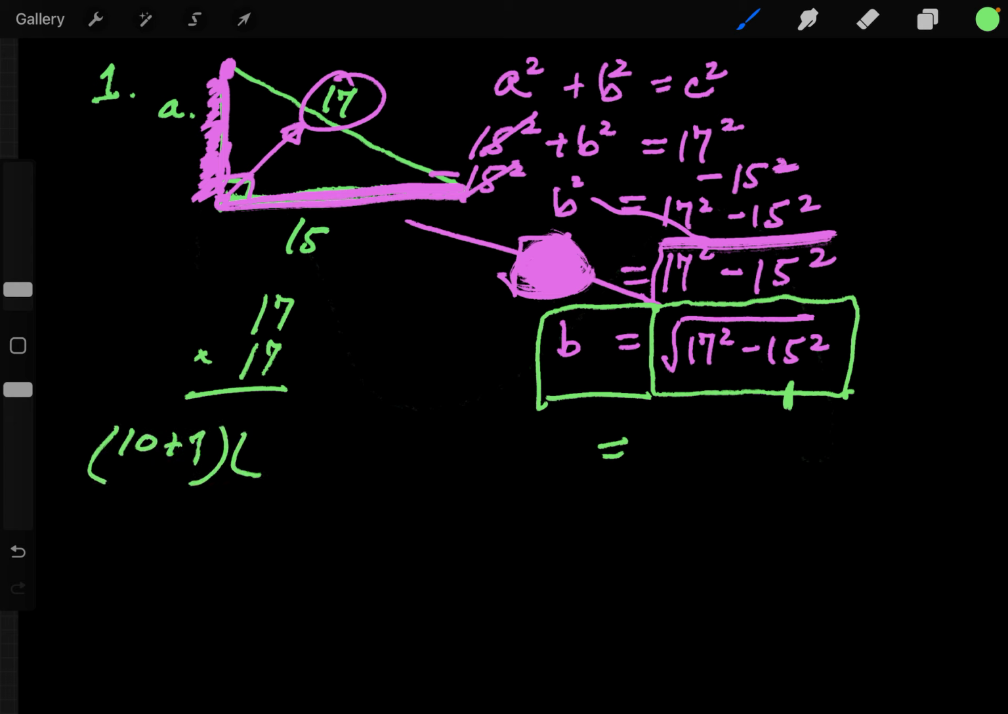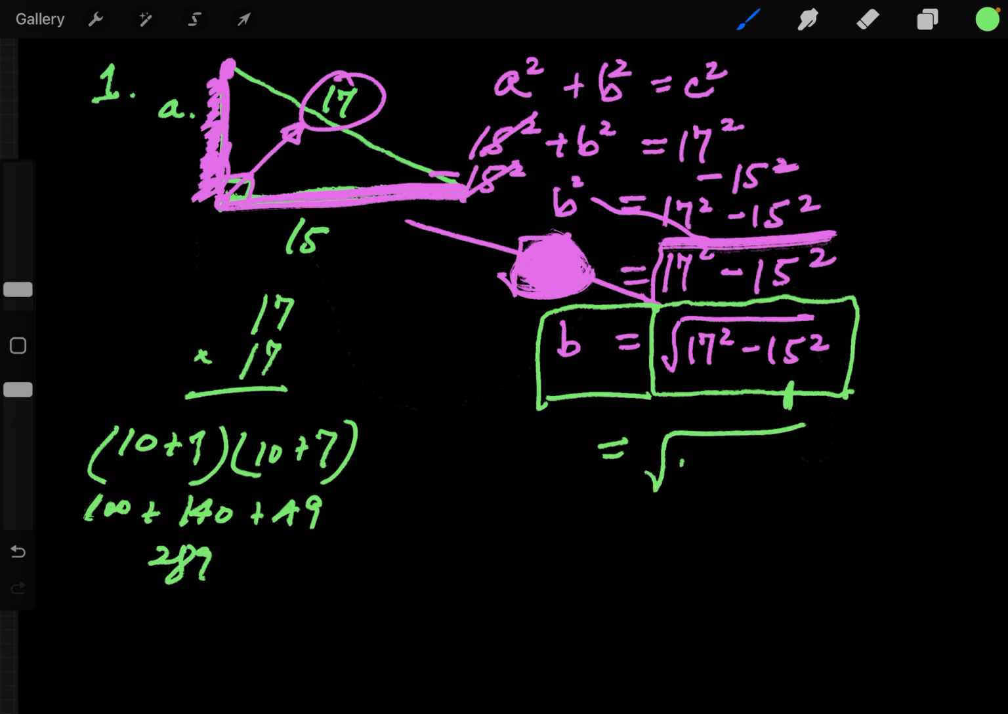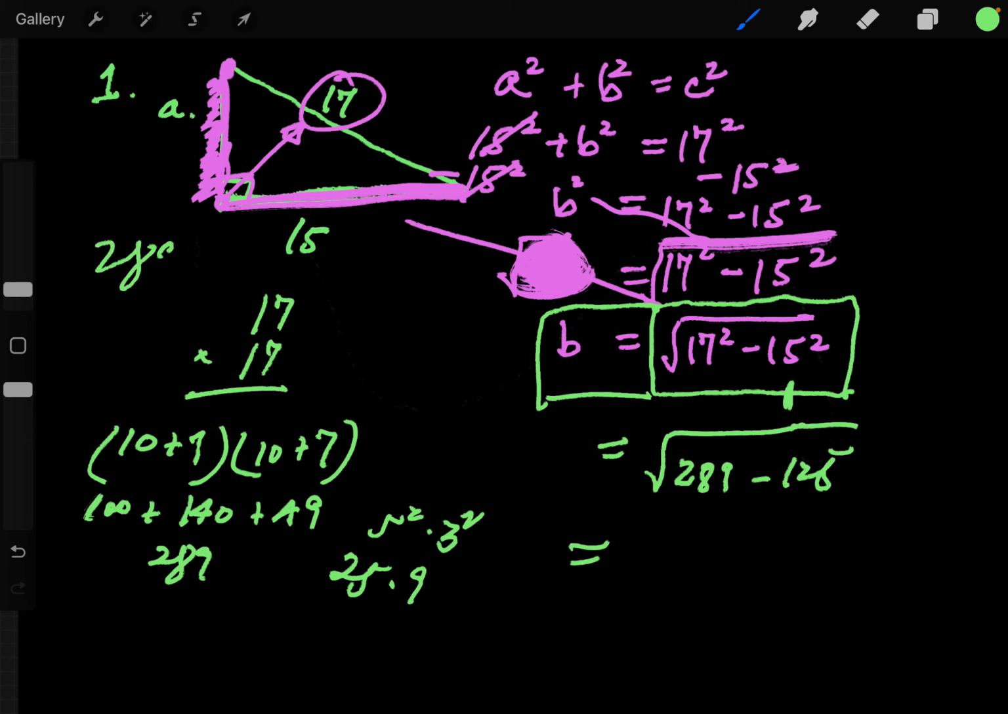10 plus 7, squaring: it's 100 plus 140 plus 49. 240, 289. So 289 minus 225. 5 squared times 3 squared is 25 times 9, which is 225. And then I'm going to get 289 minus 225, which is 64.